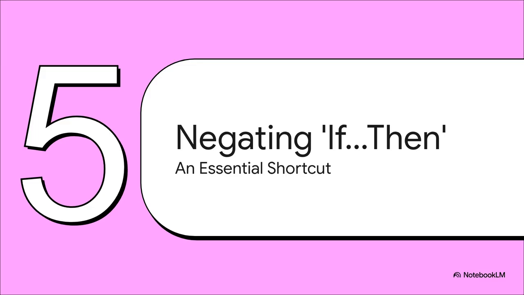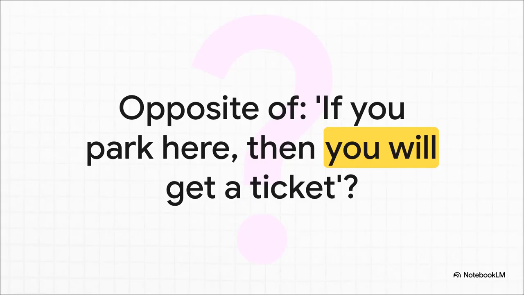All right, let's look at one more absolutely essential shortcut. This one is for negating an if-then statement. It seems like it should be easy, but you'd be surprised how often our intuition gets this one completely wrong. So take a look at this sign. What is the actual logical opposite of this statement? A lot of people might guess something like, if you don't park here, then you won't get a ticket. But that's not it. Let me ask you this. What would it take to prove this sign is a lie?